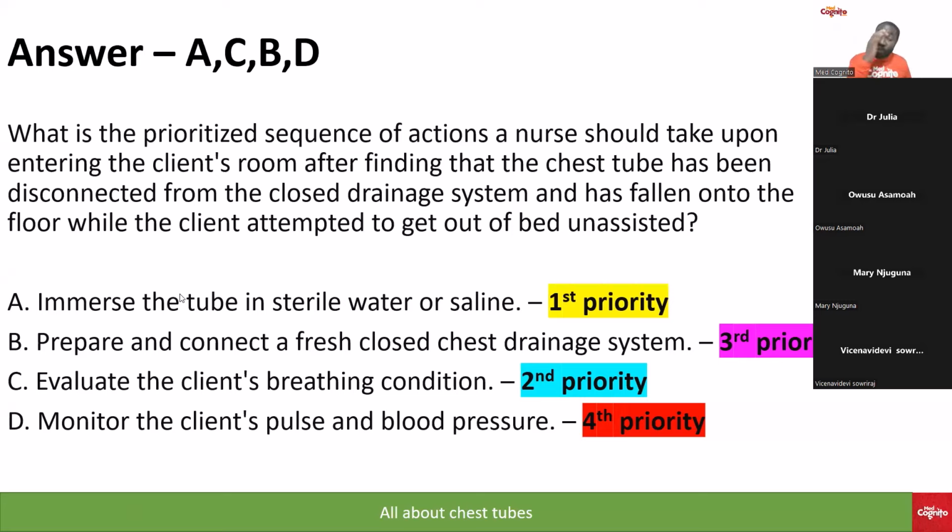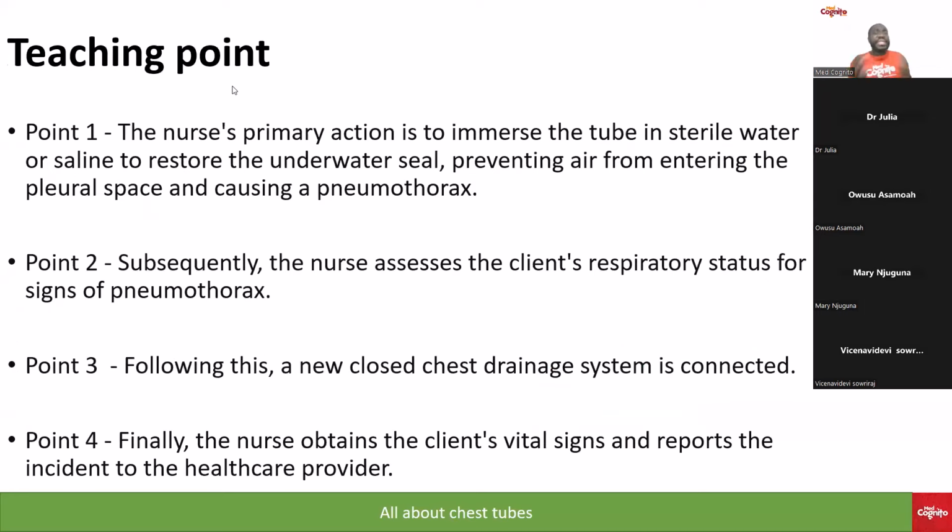So please, if you go into a room, the chest tube has come out of the patient, and the chest tube came out of the system and it is dangling, the first thing, pick the tip, put it under sterile water. That's number one. Number two, check the respiratory rate. How are you doing? Check the patient's breathing condition. Then get a new chest tube, attach it. And then after that, you go on to check the rest of the vitals. Are we all okay? Good.